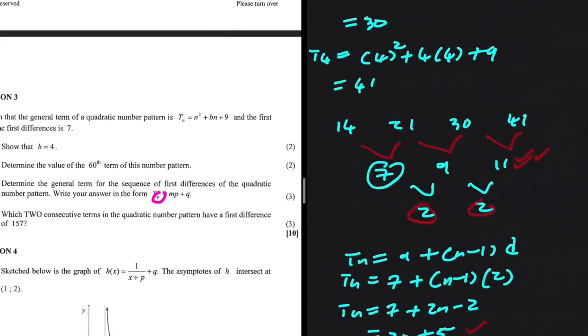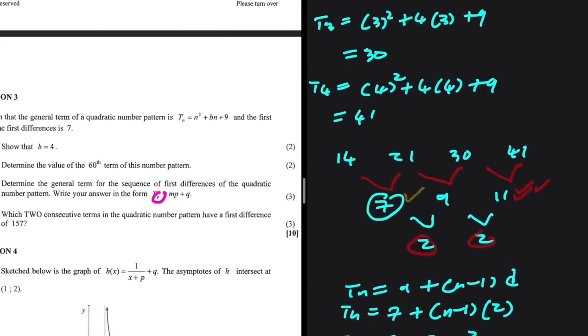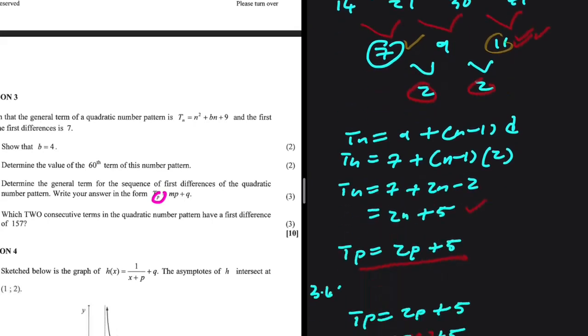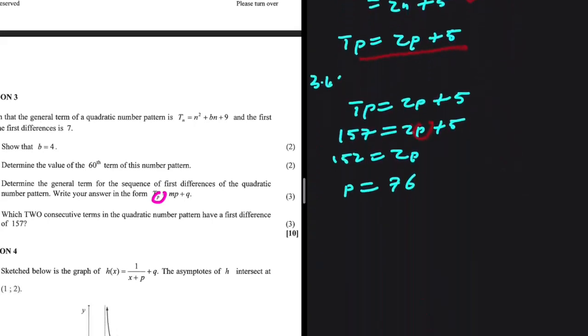76. Let me show you something. T1 of the first differences is between T2 and T1 of the quadratic. And then T3 is between T4 and T3. If 157 is in position 76, it would mean that it is between T77 and T76.